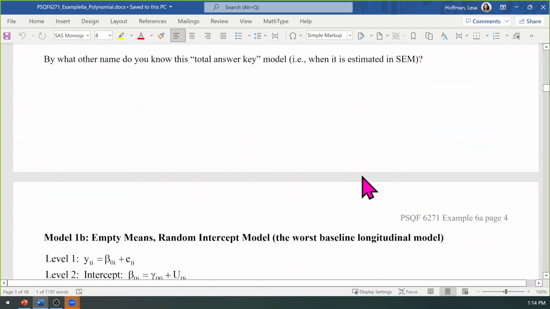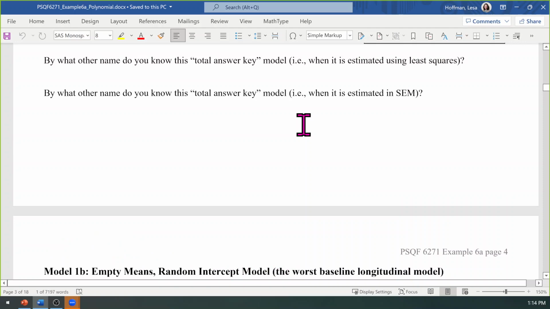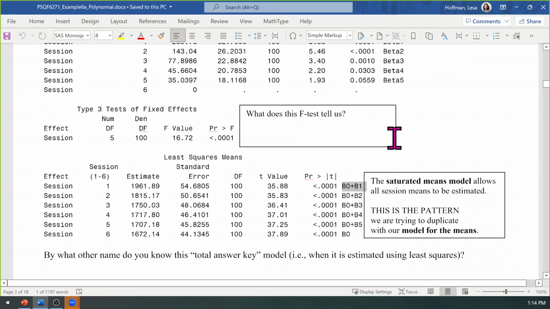Okay, how are we doing? Question. Yes, sir, Carl. So question about the question you have above these two. What does this F test tell us? I'm assuming that just means sessions 1 through 5, all the means, the fixed effects, those all significantly differ from session 6, the reference group?